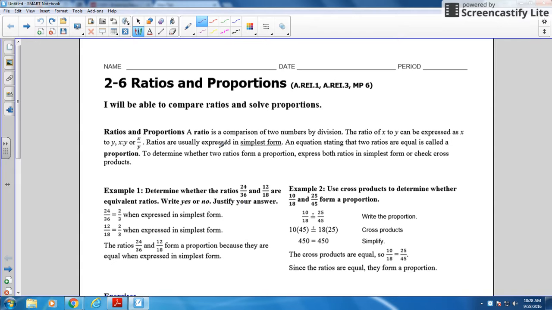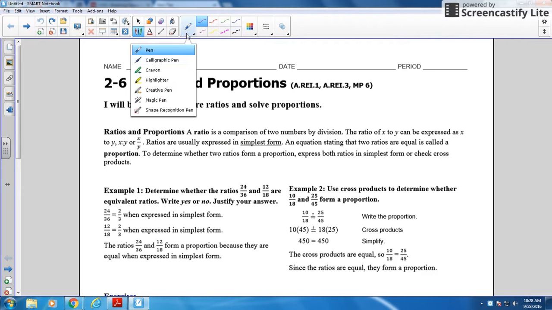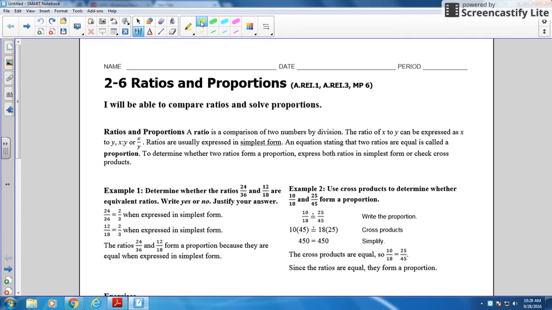A ratio is simply a comparison of two numbers by division. However, we can express ratios in three different ways, and I'm going to highlight them on here. So we can do x to y using the word to. We can use a colon, or in our class for math, we typically will use the fraction form, so using it with division. Also, ratios are always expressed in simplest form, so you always want to simplify your fractions.